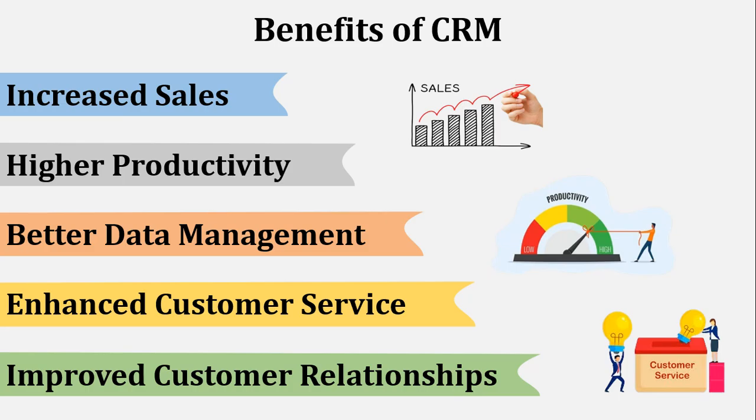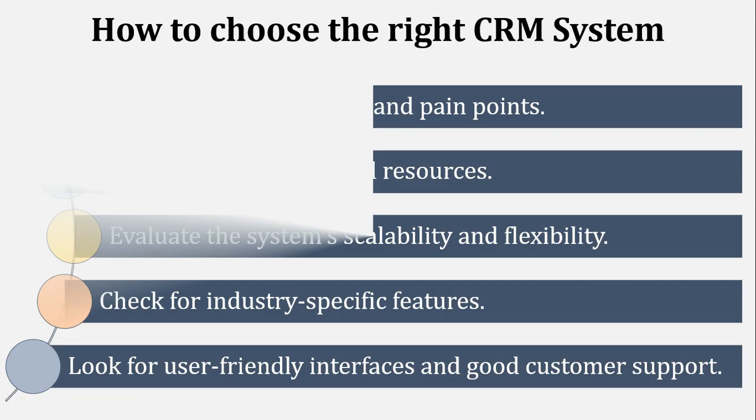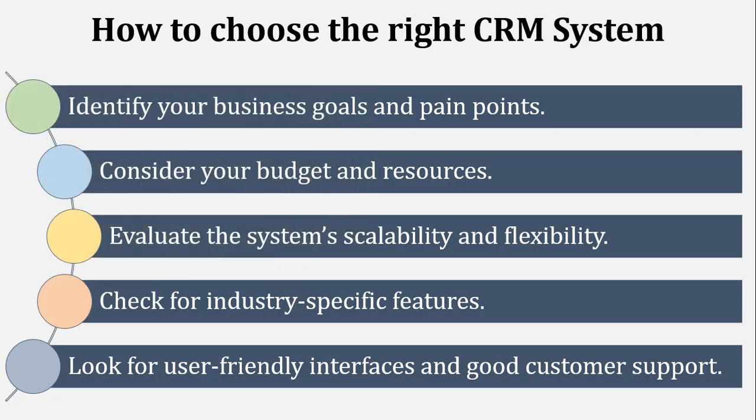Now the question is how to select the best CRM system for your business. Choosing the right CRM system depends on your business needs. Here's a quick checklist. Identify your business goals and pain points. Consider your budget and resources. Evaluate the system's scalability and flexibility. Check for industry-specific features. Look for user-friendly interfaces and good customer support.